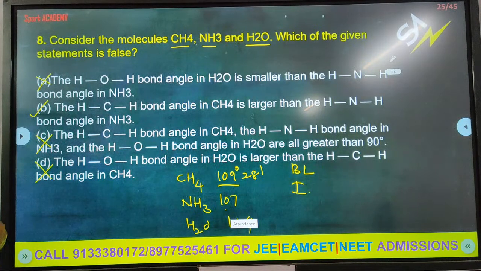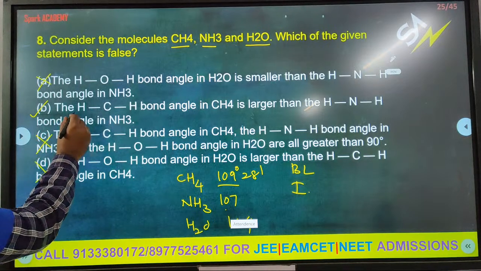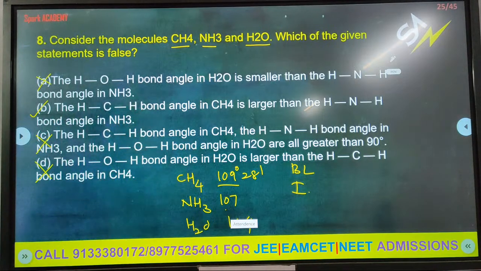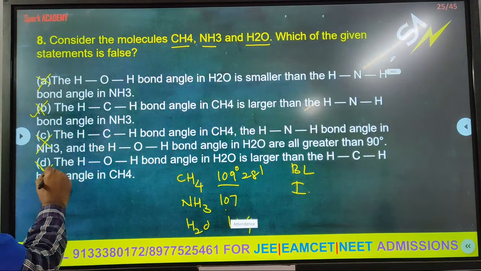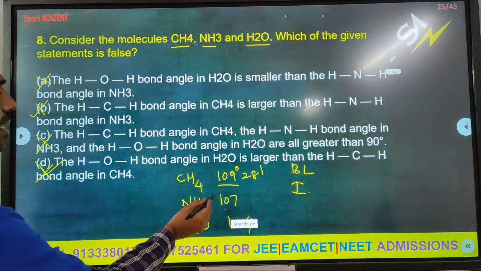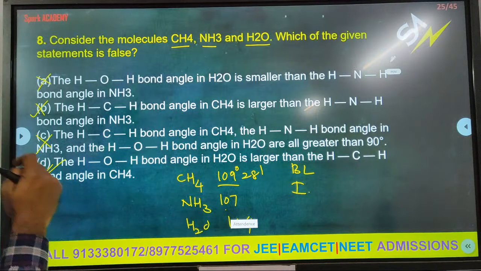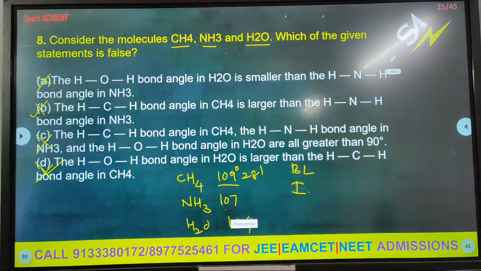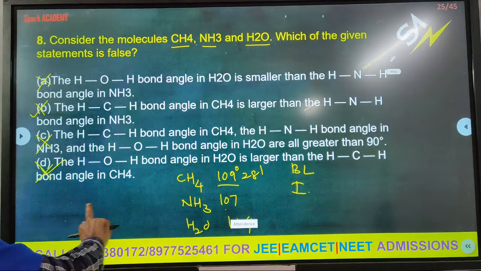So, what about question number 8? The HCH bond angle in CH4 is larger than the HNH bond angle in NH3. Wrong. The HOH bond angle in H2O is larger than the HCH bond angle in CH4. Wrong, because the bond angle is decreasing. So for question number 8, D is the correct answer.